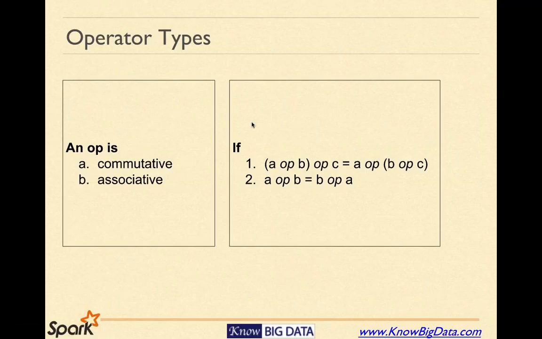A quick question to everyone. Can you match A, B with 1, 2? An operation is commutative if 1 or 2. An operation is associative if 1 or 2. We have already discussed this while we were discussing the reduce function.